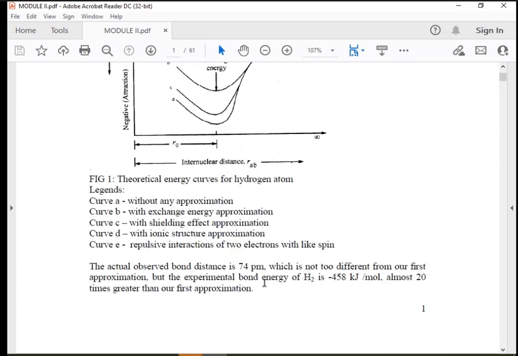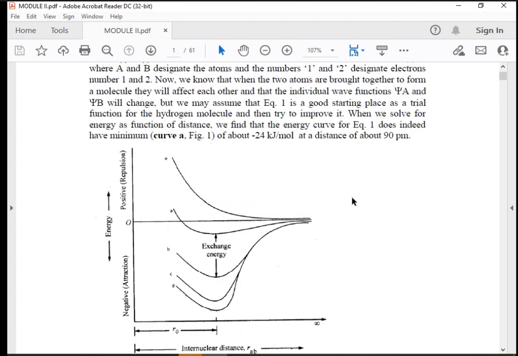But with the experimental bond energy of the hydrogen molecule, here we are considering the hydrogen molecule because it is the simplest molecule, since it has only two electrons and two protons. The experimental bond energy of the hydrogen molecule is minus 458 kilojoule per mole, which is almost 20 times greater than the first approximation. If we consider the first approximation, this is coming as minus 24 kilojoule per mole.